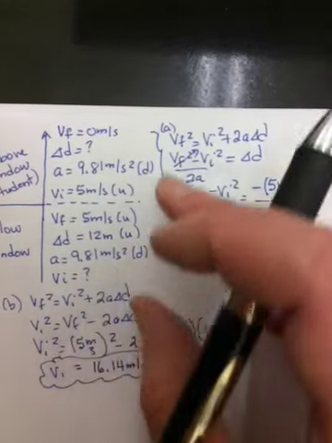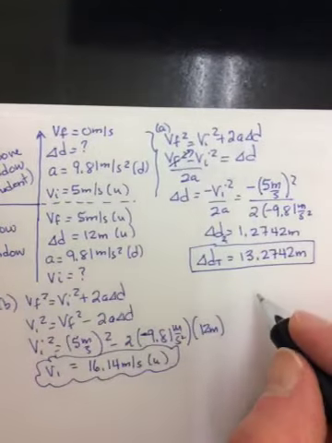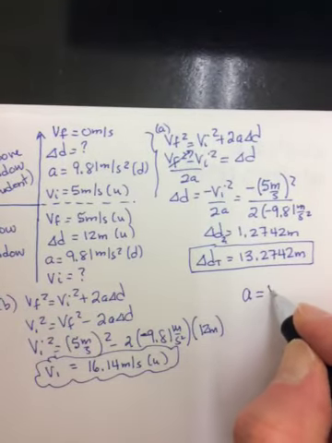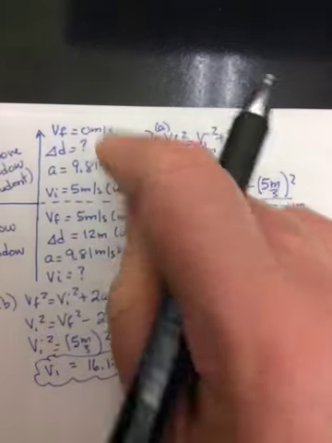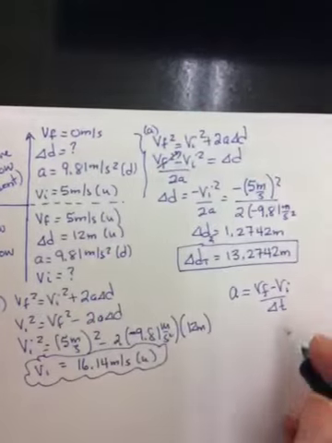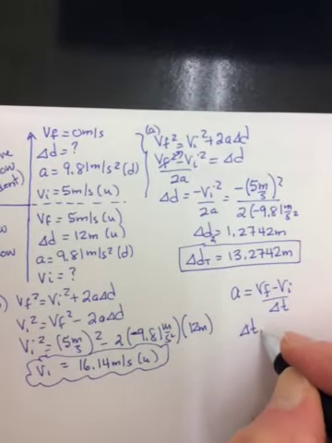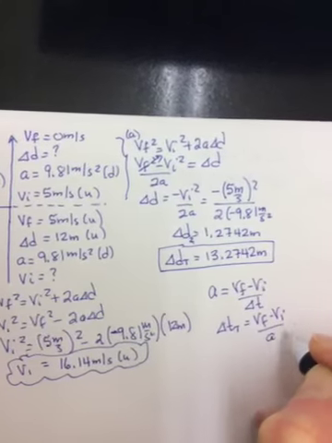Okay, so you now have your VI. You could actually find the time of the whole thing in one step by just doing A equals VF minus VI over delta T, and using this that you just found as your VI down here and your VF as 0. So delta T total would equal VF minus VI over A.